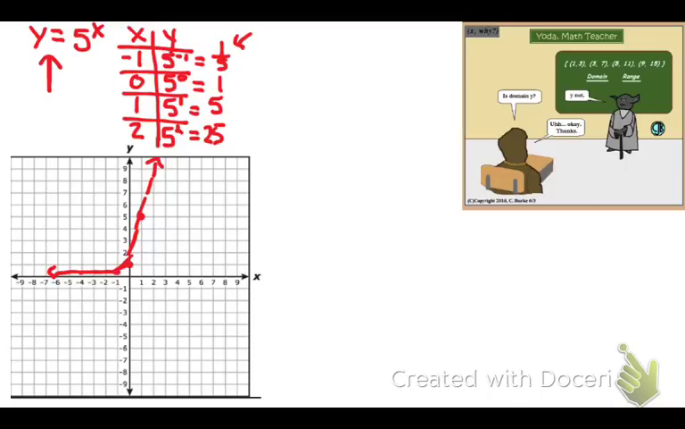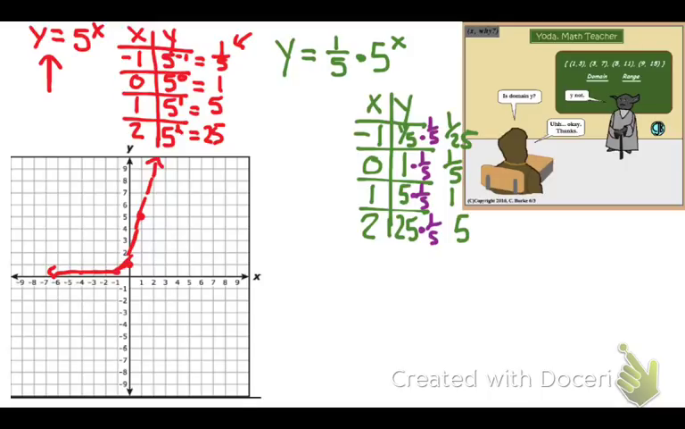So now we're going to switch it up a little bit. I have the same basic equation except for one change. I included an a value of 1/5. So this is going to indicate a vertical shrink. So I start with my original table, and then I just multiplied every y value by 1/5, which changed the y values to 1/25, 1/5, 1, and 5. So now I'm going to plot those points.